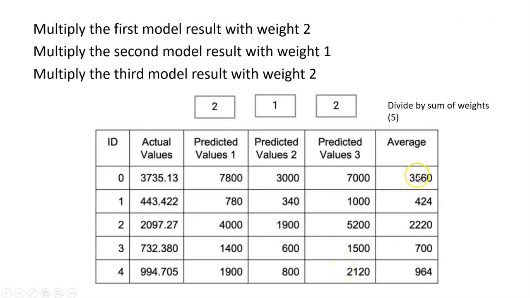Here, while taking the average, we should not divide by 3, we should divide by the sum of the weights. So sum up all the values and divide by the sum of the weights, and we'll get an average. So this is the predicted value. If you want to calculate the mean square error, we need to find the difference between the actual value and the predicted value, and square it. So this is the actual value 3735, and the predicted value is 3560, and we can perform any of the error calculation methods.